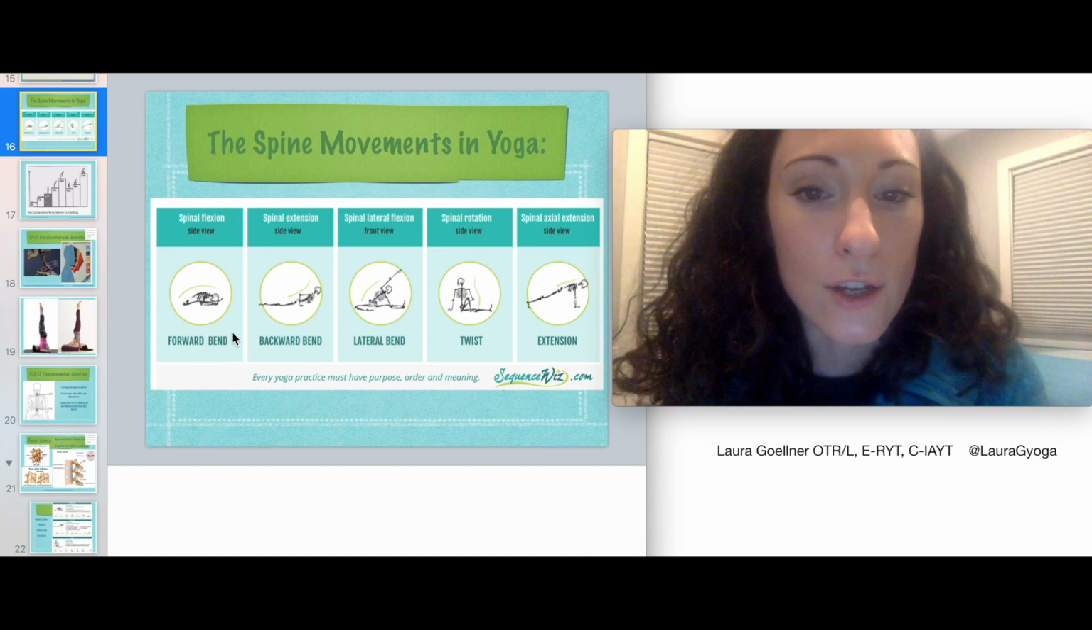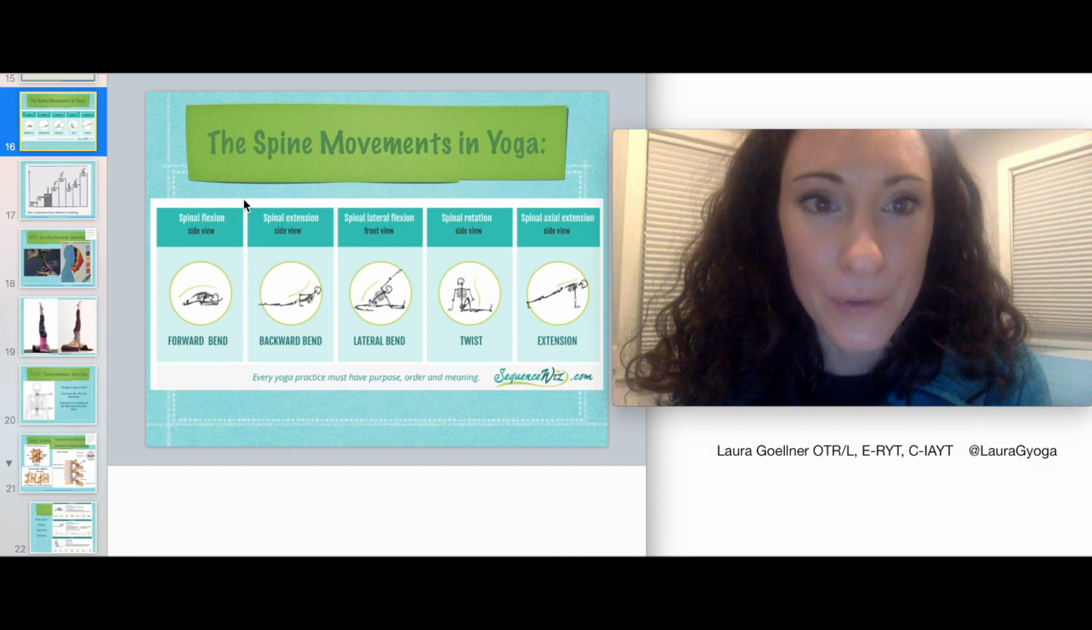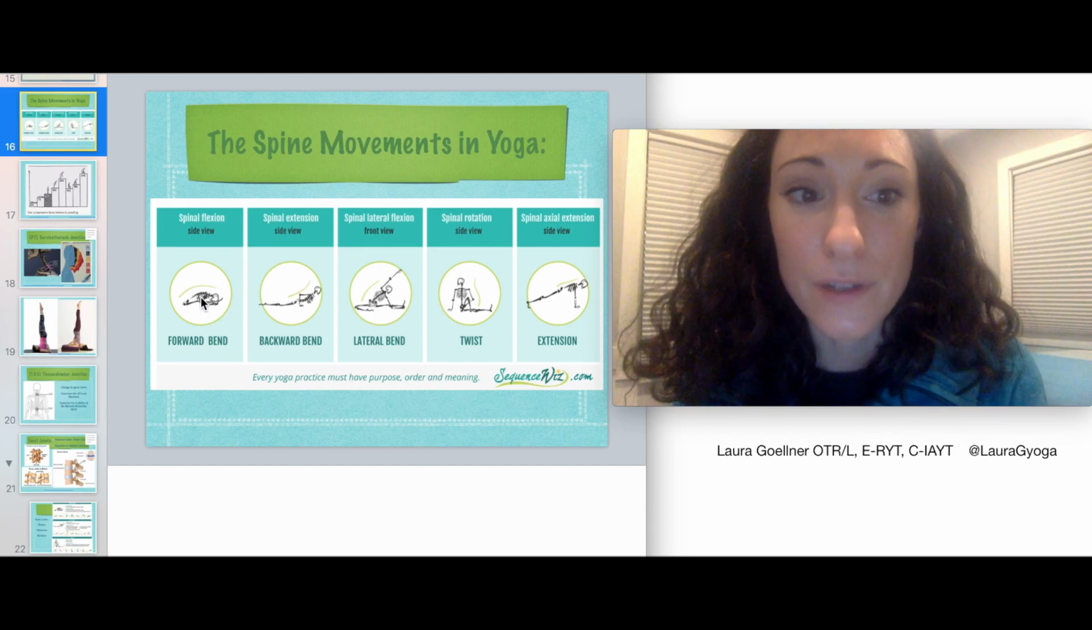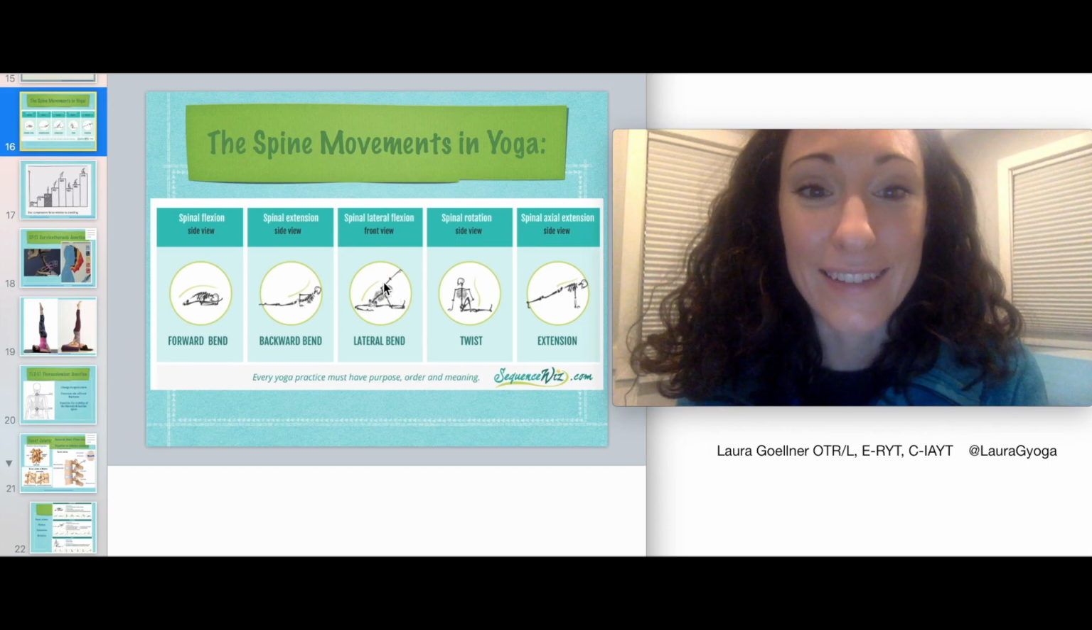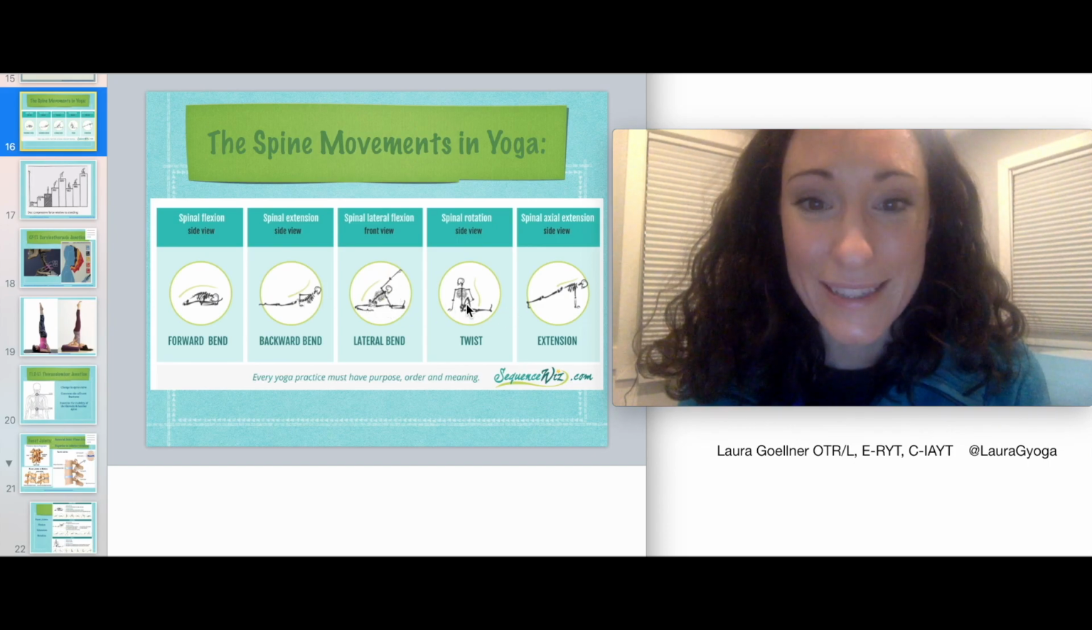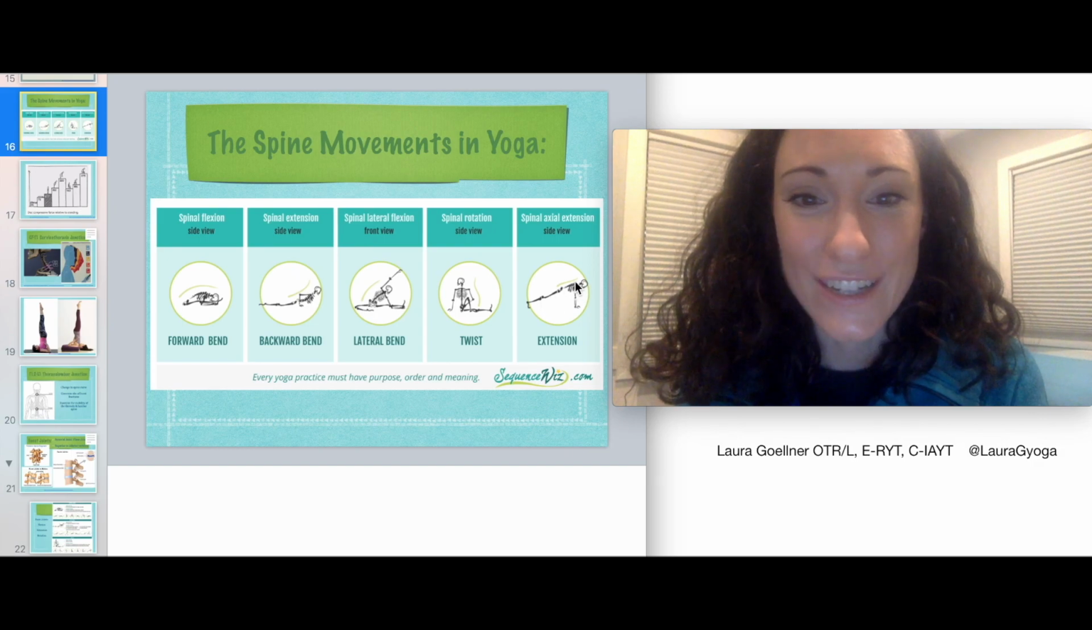So then here's just a few examples of the movements of the spine that you're going to find in yoga poses. We do a ton of forward folding, a lot of back bending, lateral bending, twisting, and then axial extension.